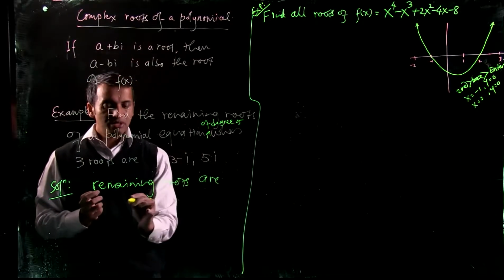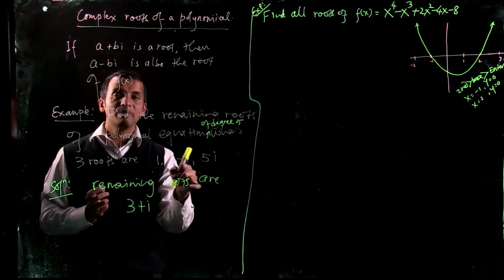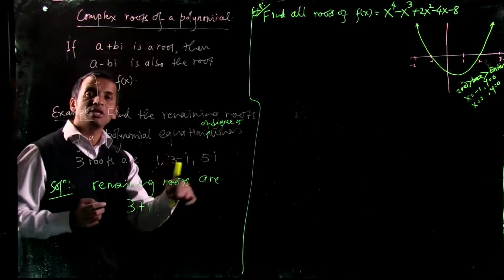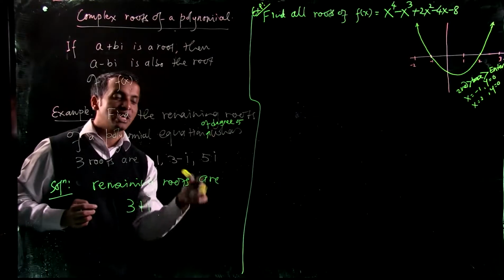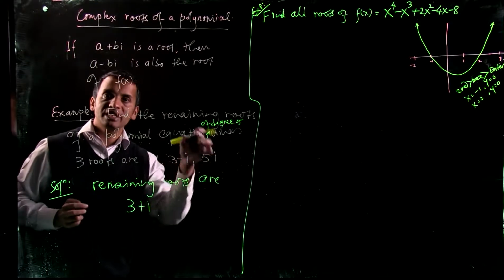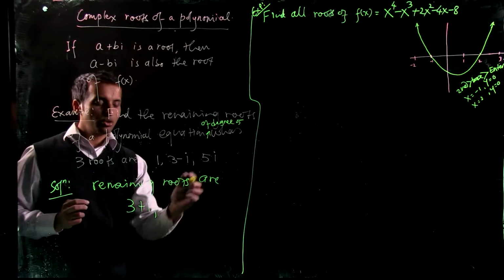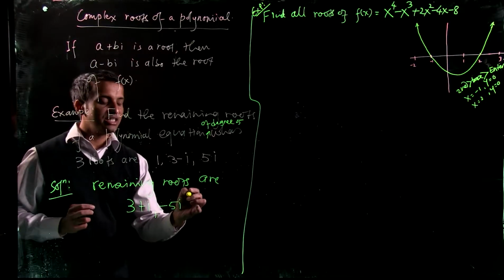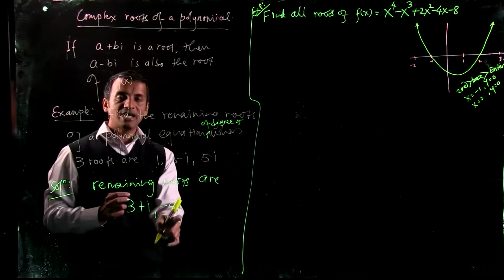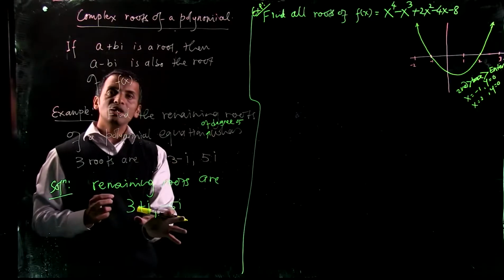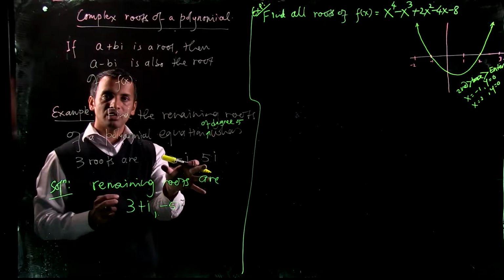are, one must be 3 plus i, because 3 minus i is a root, and complex roots always come in a pair, meaning that if a complex number is a root, then its conjugate must also be a root of that polynomial. And the other root must be negative 5i, because the complex conjugate of 5i is negative 5i. So these are the remaining roots of this polynomial.